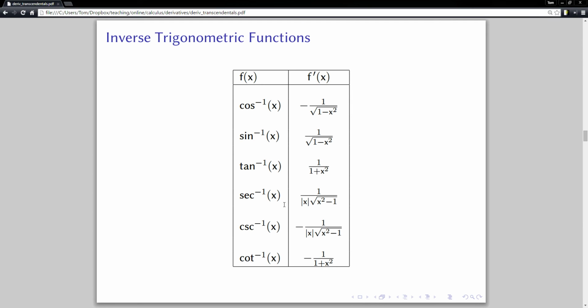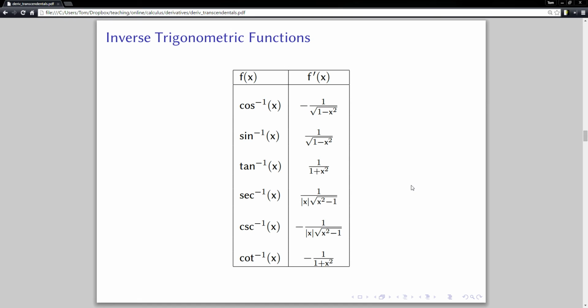Secant inverse has a fairly complicated derivative, 1 over the absolute value of x times the square root of x squared minus 1. And you can see that the derivative of cosecant inverse, right, it's almost exactly the same as the derivative of secant inverse. It just has the minus sign out in front there again. So again, we're not going to go over how all this works just yet. We're just going to take these facts for right now and then start taking derivatives.